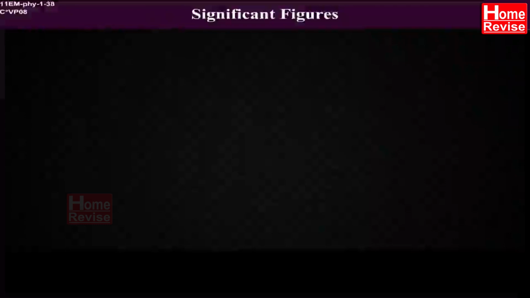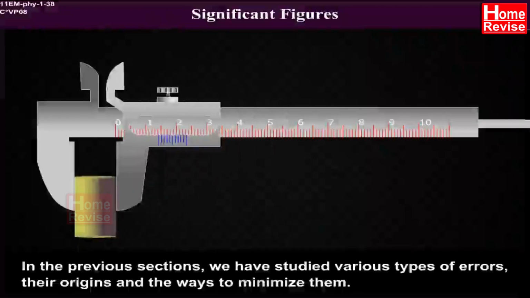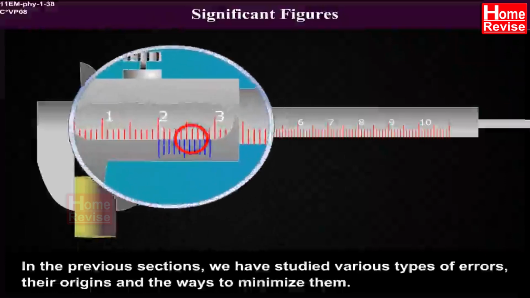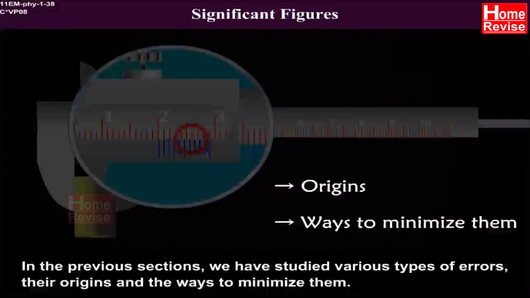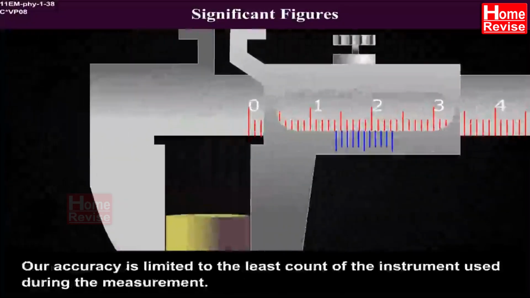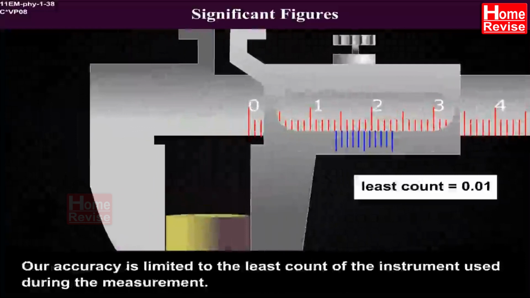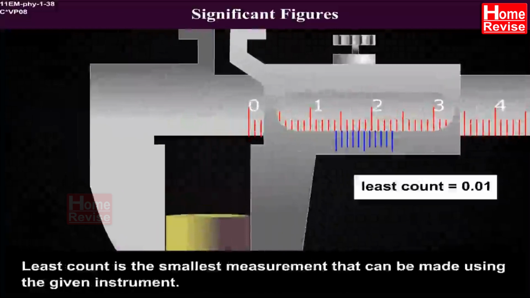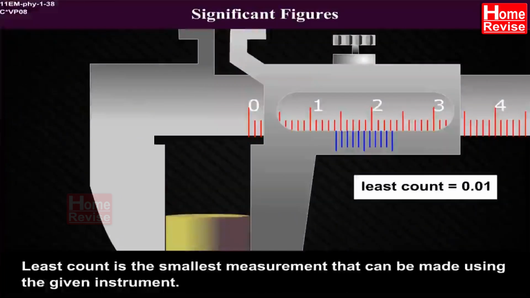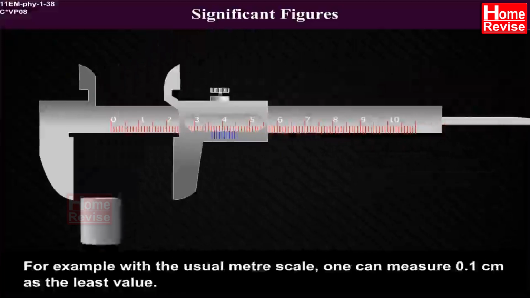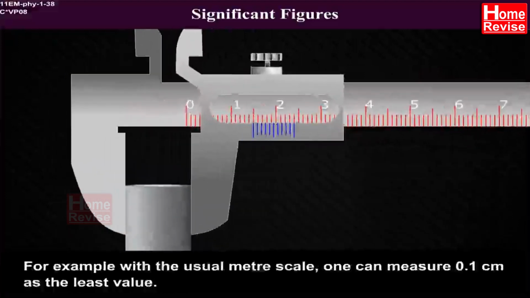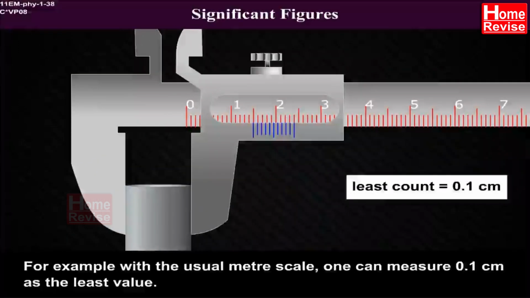Significant figures. In the previous sections, we have studied various types of errors, their origins, and the ways to minimize them. Our accuracy is limited to the least count of the instrument used during the measurement. Least count is the smallest measurement that can be made using the given instrument. For example, with the usual meter scale, one can measure 0.1 centimeter as the least value. Hence, its least count is 0.1 centimeter.